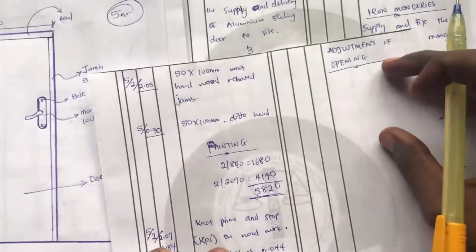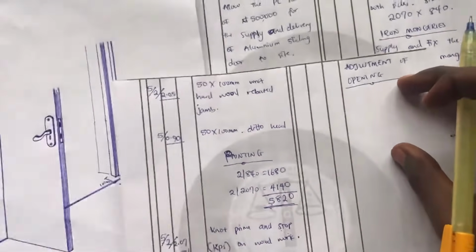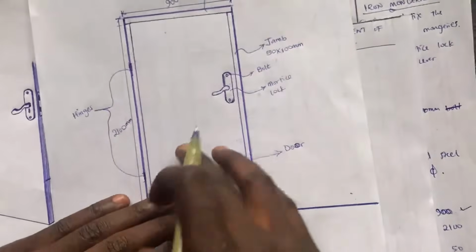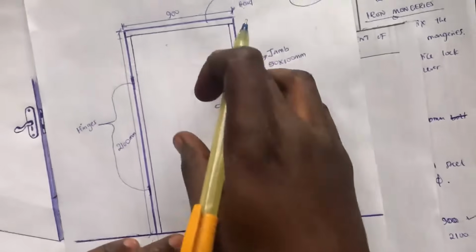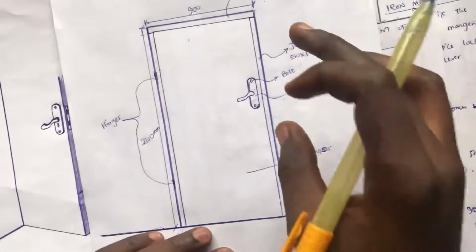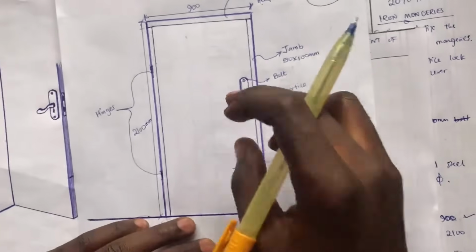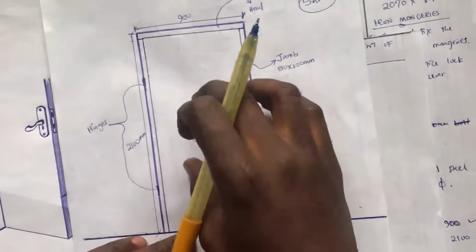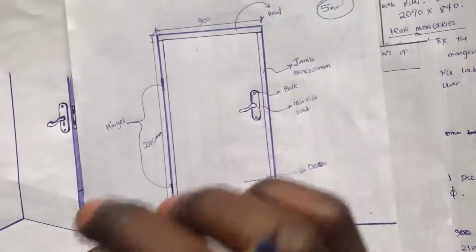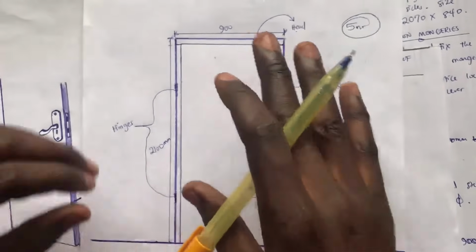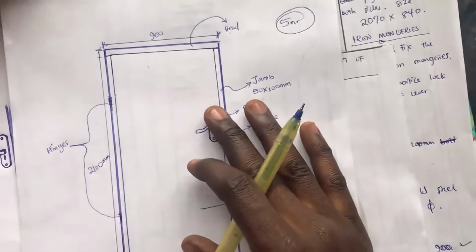So what we are going to be doing here is assuming that we have not removed the block work or the brickwork that is covering this space of the door. Remember, number 1, we deduct the block. Number 2, we deduct the plastering that was done on that block. Number 3, we deduct the paint that was done on the block. These are the 3 things we are going to be doing in opening adjustment.